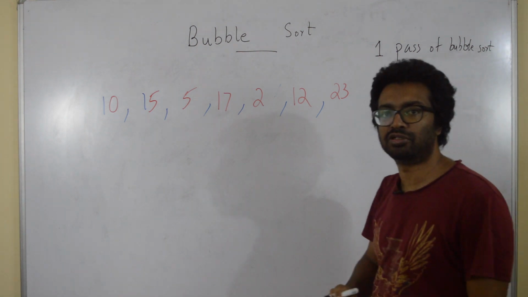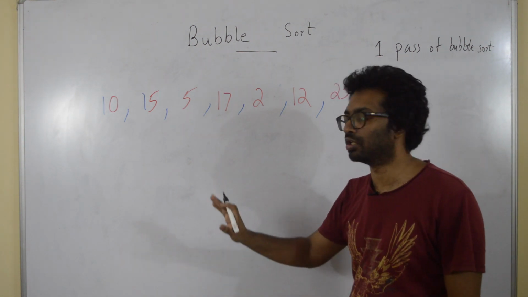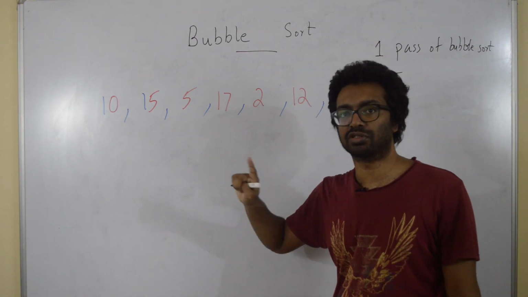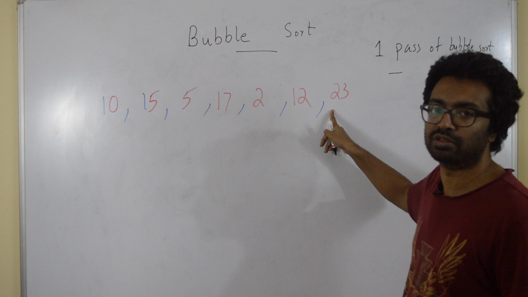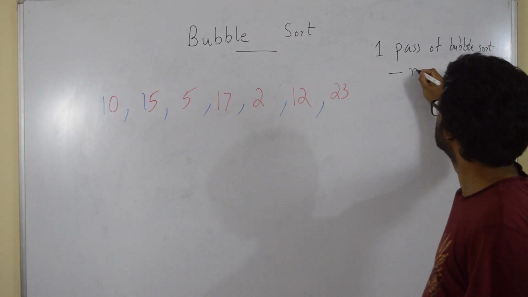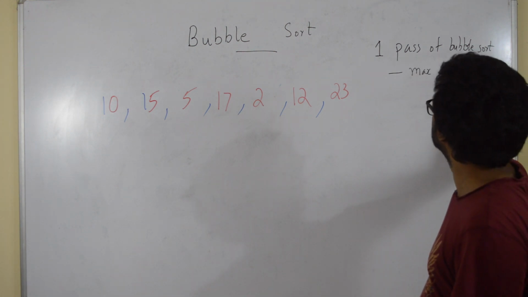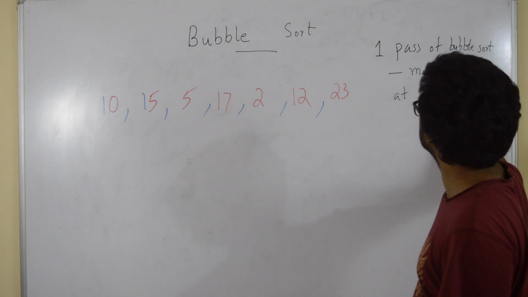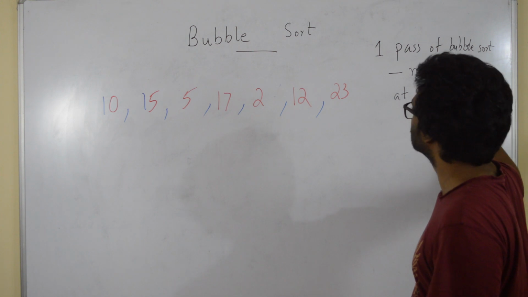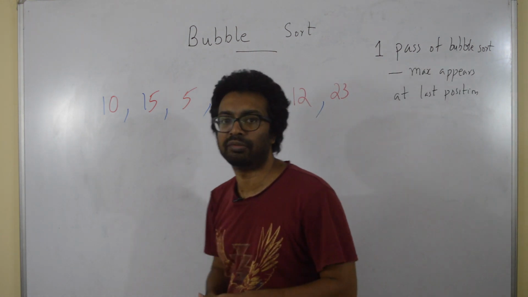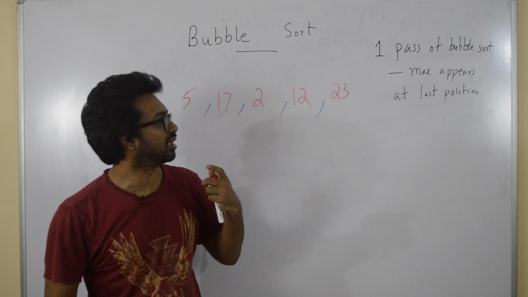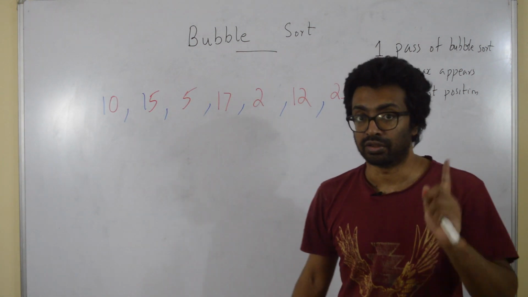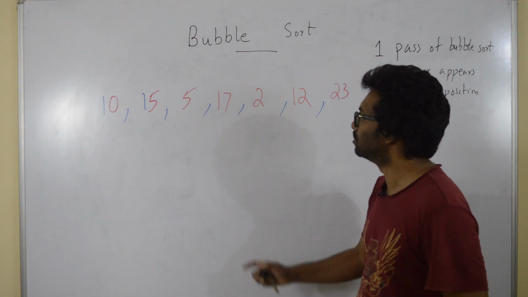So let me just note down. One pass of bubble sort, and what happened after one pass of bubble sort? What happened is that, as you could notice, we did a lot of swaps, but we also ensured that the maximum comes to the end of the list. So the maximum element appears at the last position. That is a consequence of one pass of the bubble sort algorithm. So this is the maximum element.